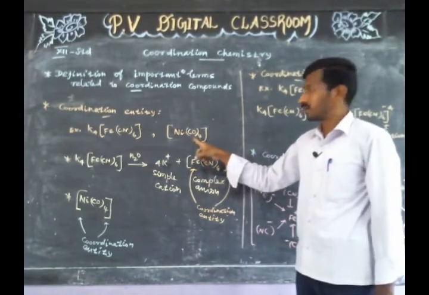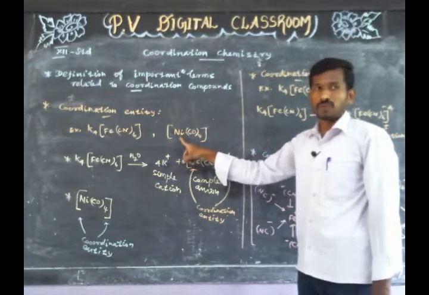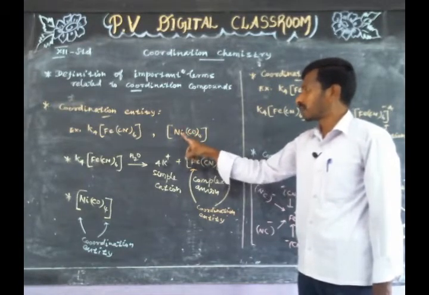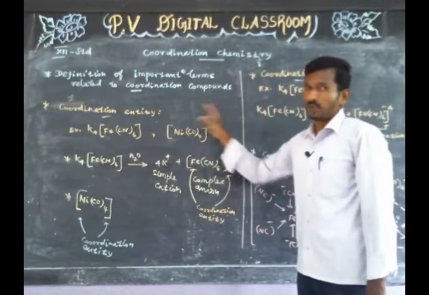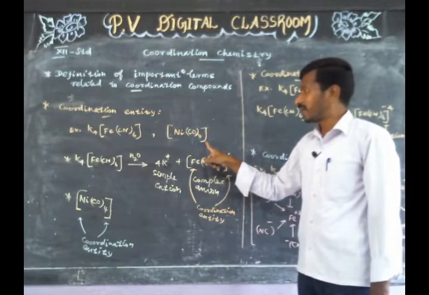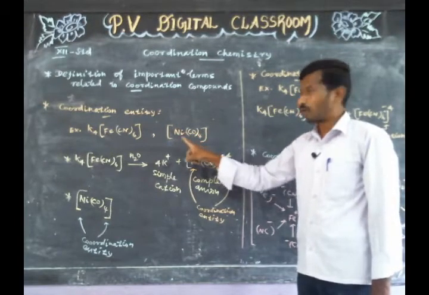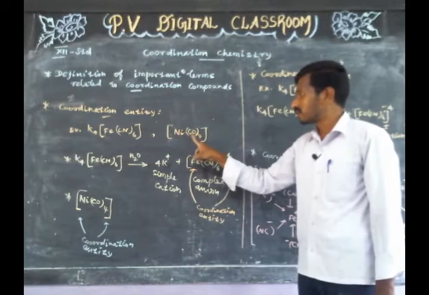Another example, tetracarbonyl nickel(0). It is a neutral compound. In this compound, the coordination entity is [Ni(CO)4].